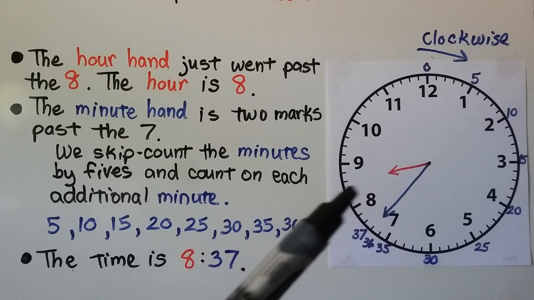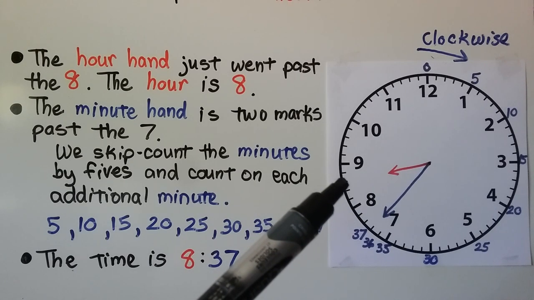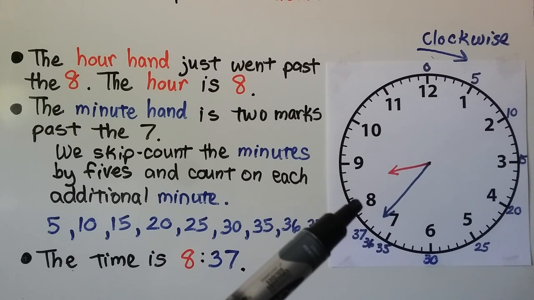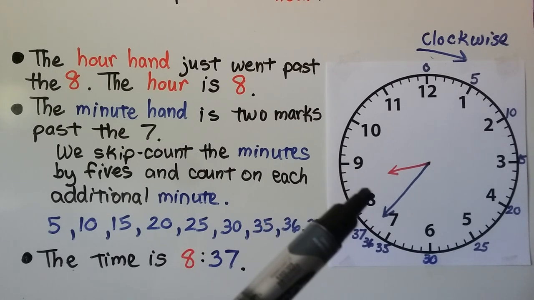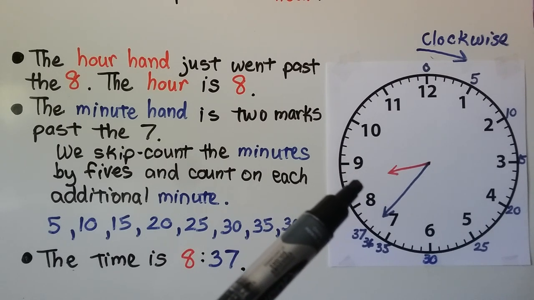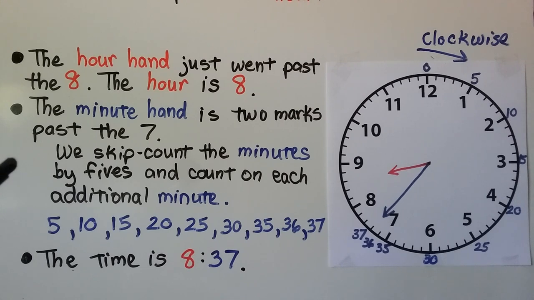Now take a look at this clock. Do you see where the hour hand is pointing? It just went past the 8. It's in between the 8 and the 9. That means it's not 9 yet. The hour is still 8. And the minute hand is 2 marks past the 7. Here we have the 7, and then there's 2 more marks.